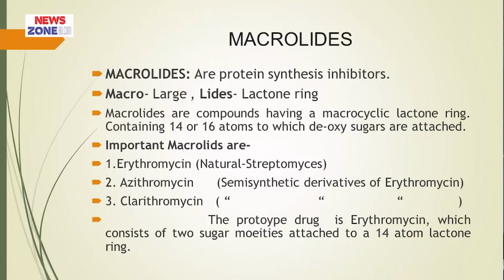Important macrolides are erythromycin, azithromycin and clarithromycin. Among these, erythromycin is natural and is obtained from Streptomyces. Clarithromycin and azithromycin are semisynthetic derivatives of erythromycin. The prototype drug is erythromycin, which consists of two sugar moieties attached to a 14-atom lactone ring.